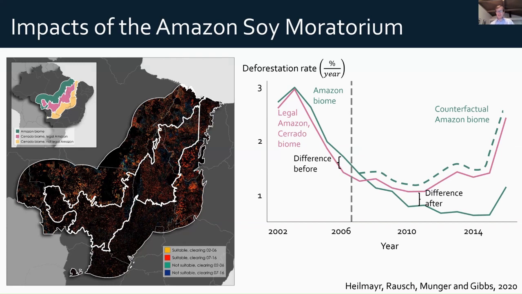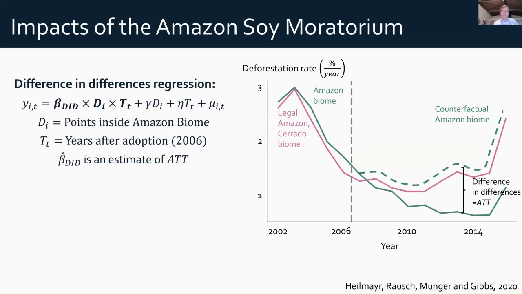Before, the Amazon biome saw slightly more deforestation. So if we assume that continued out into the future, we can measure the ATT by comparing that counterfactual, where we've added the pre-treatment difference to the post-treatment, and measure that ATT. So that's largely what we're trying to do when we do a difference in differences.